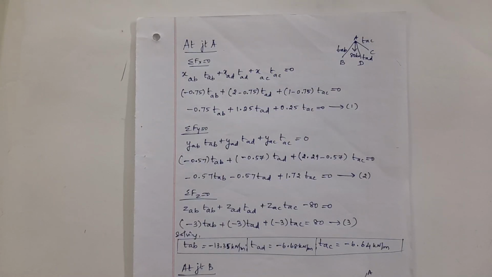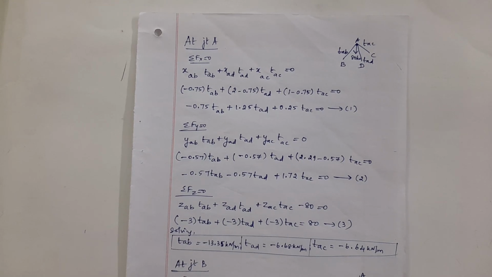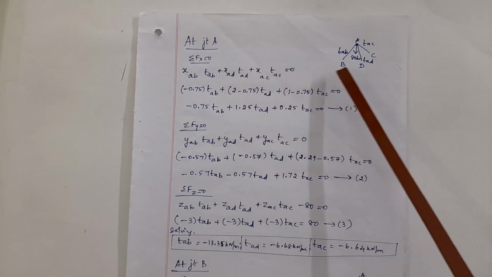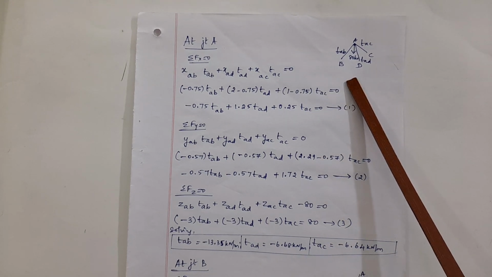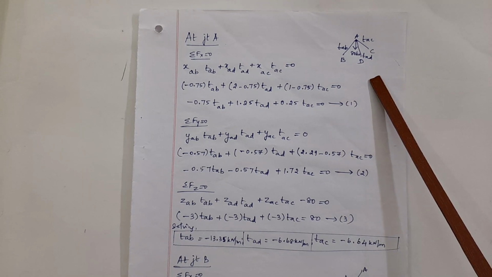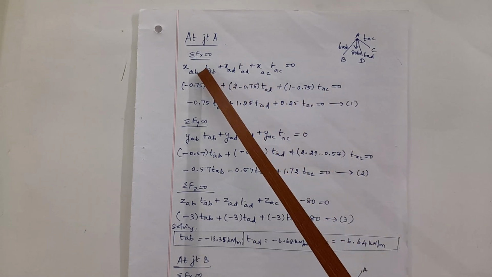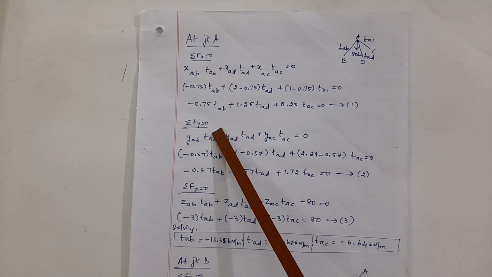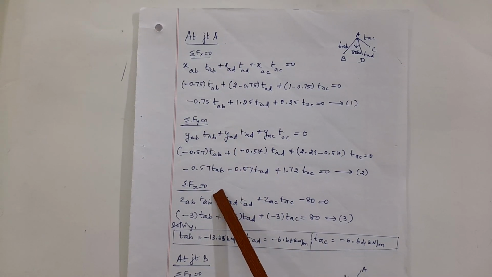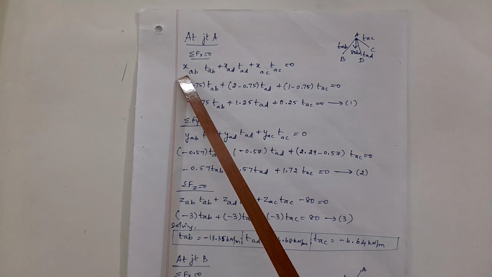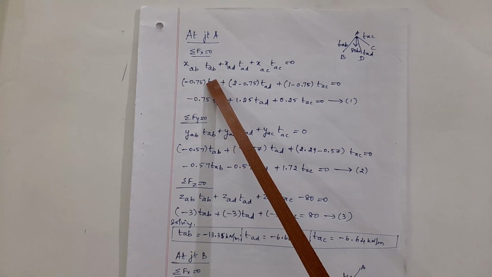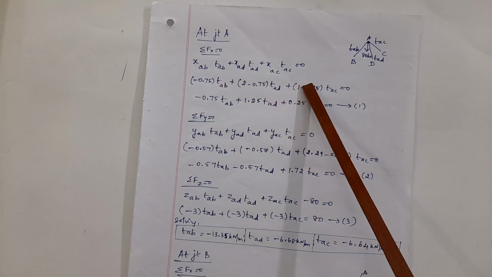So let us analyze each joint to determine the tension coefficients. In turn, we can find the axial forces in the members. So at joint A, I have drawn the free body diagram. There are 3 members coming out, so I can start from joint A. I have 3 equilibrium equations, being a space truss: sigma Fx equal to 0, sigma Fy equal to 0 and sigma Fz equal to 0. Sigma Fx is a summation of all the x coordinates and their corresponding tension coefficients, along with any x directional forces.